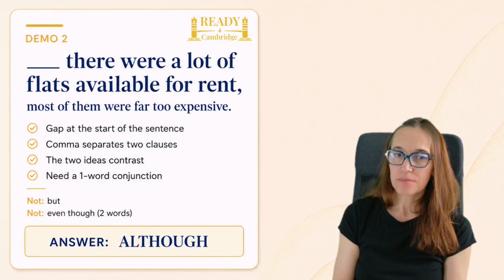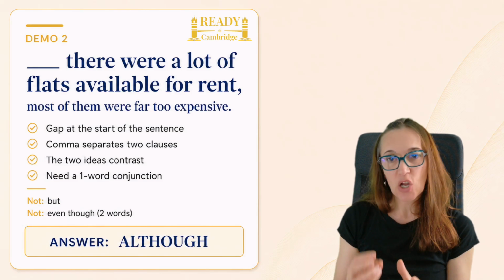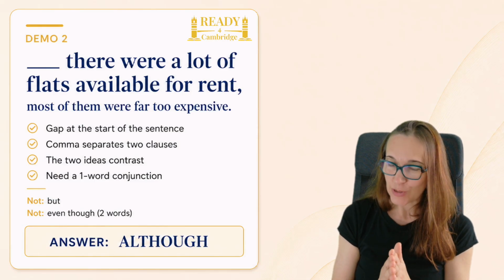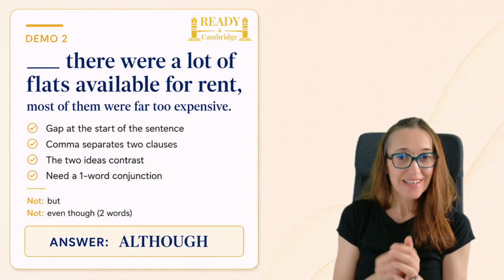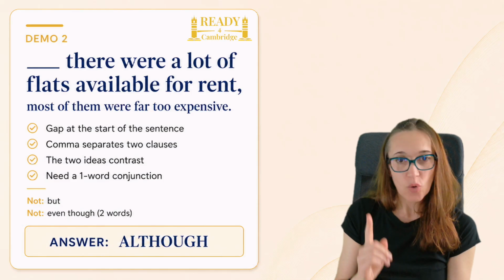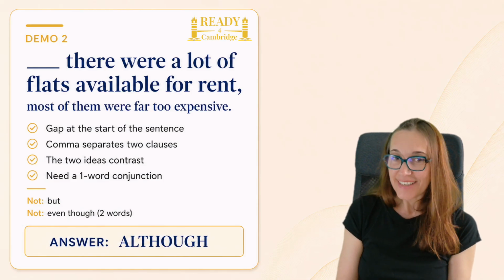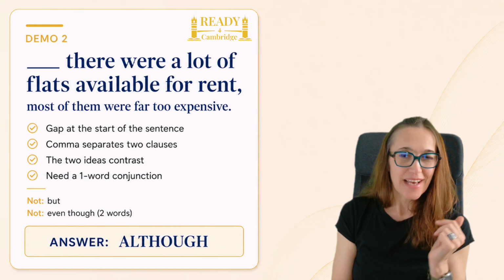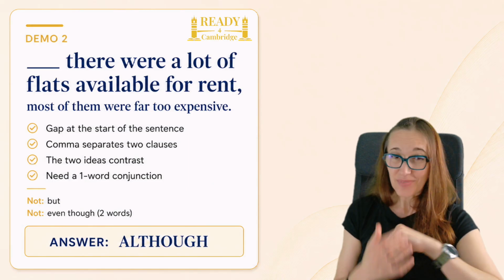Step 3, reread. Although there were a lot of flats available for rent, most of them were far too expensive. It sounds perfect and natural. The contrast is clear. It's 1 word, spelled correctly, and the answer is although. A-L-T-H-O-U-G-H. All right.